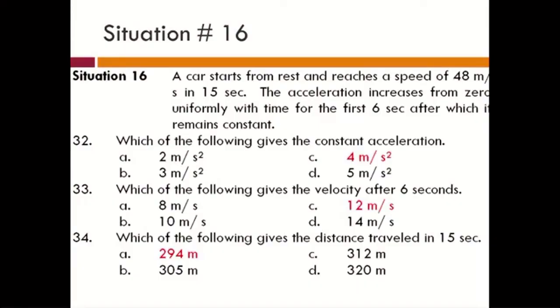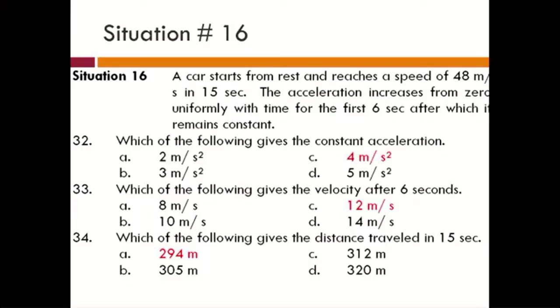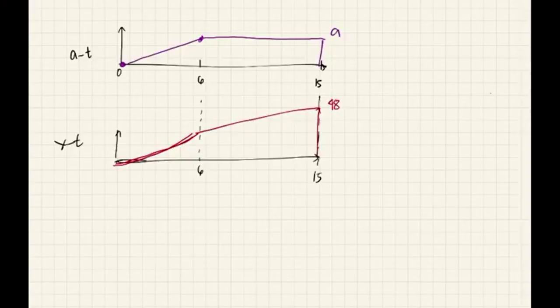Nag-given. Ang sabi, which of the following gives the constant acceleration? Which is, hindi natin nakita sa graph. Pero I think we can solve that. Okay, which of the following gives the velocity after 6 seconds? So, nasa ano rin yan? Nandun din sa velocity time graph, which we will be solving. And then, which of the following distance traveled in 15 seconds? Most probably, this is going to be the area below the velocity time graph.